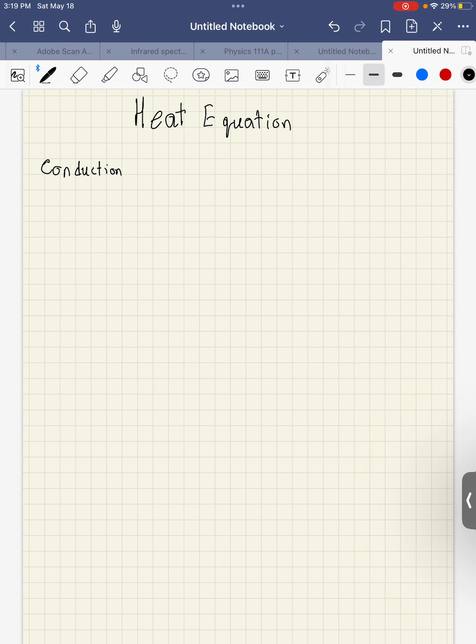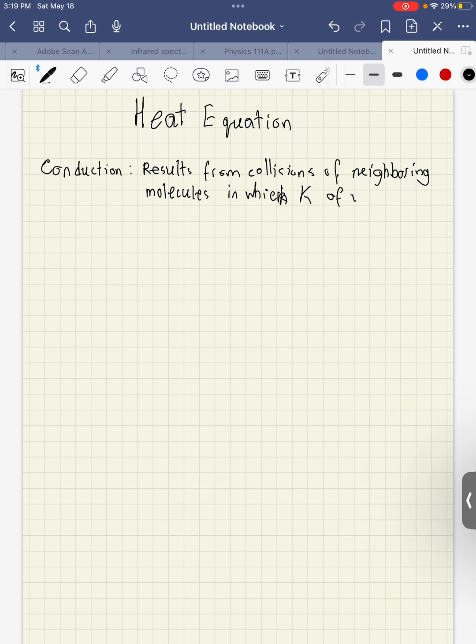Conduction is the result from the collision of neighboring molecules, in which the kinetic energy of vibration of one molecule is transferred to another.